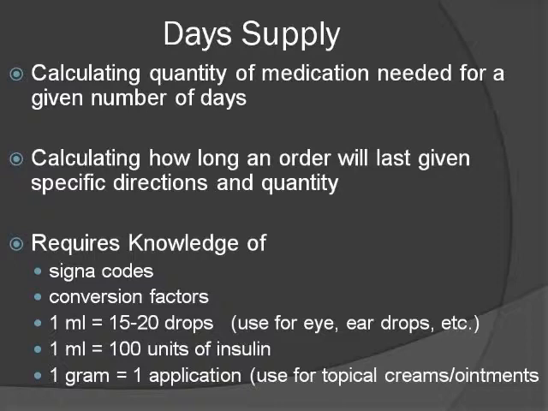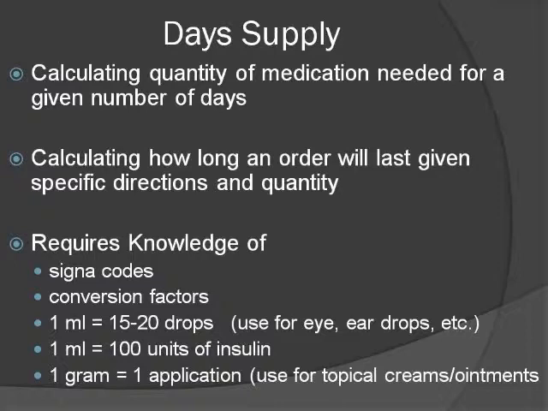And then lastly, with topical creams or ointments or something we're applying to the skin, usually the rule of thumb is 1 gram for 1 application. So those are the factors that we're going to want to use for moving forward and calculating these.